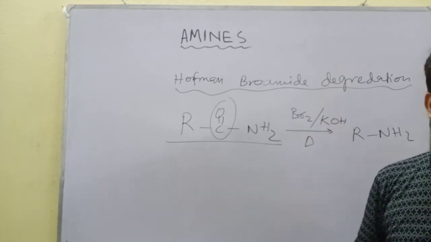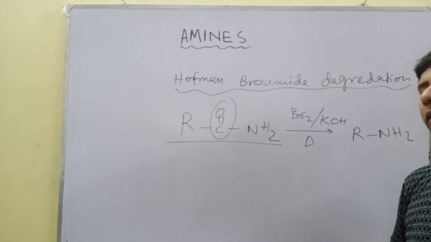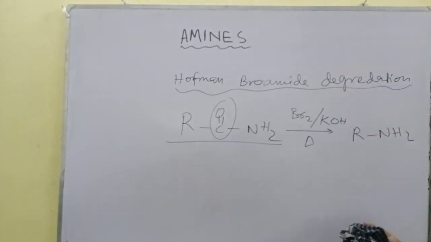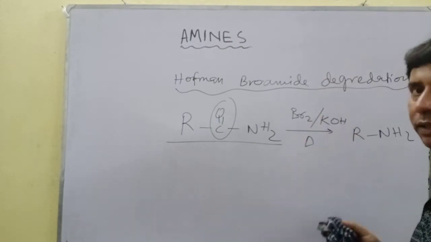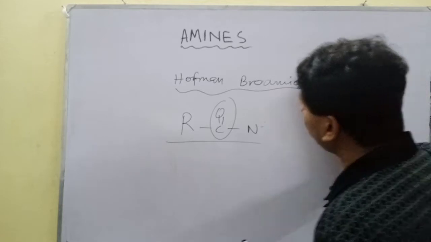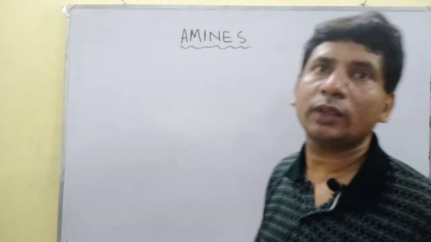For the Gabriel phthalimide synthesis there was a limitation. It is used for the preparation of only primary amines, and will not be used to prepare secondary or tertiary amines. The Gabriel phthalimide synthesis process we can use only for the preparation of primary amines.